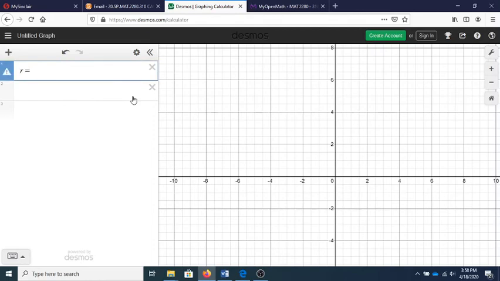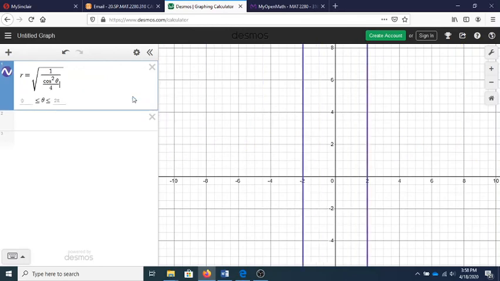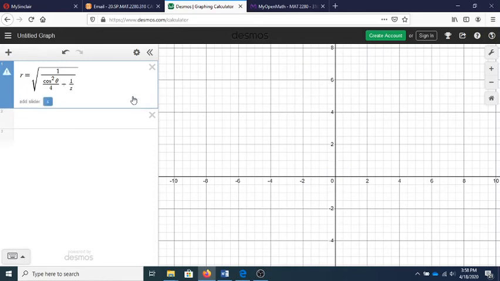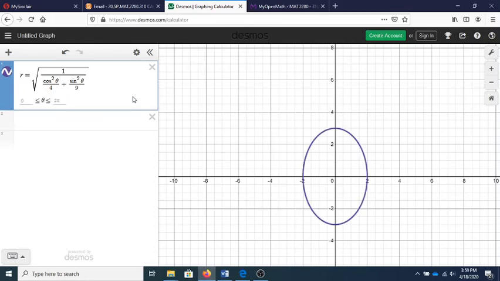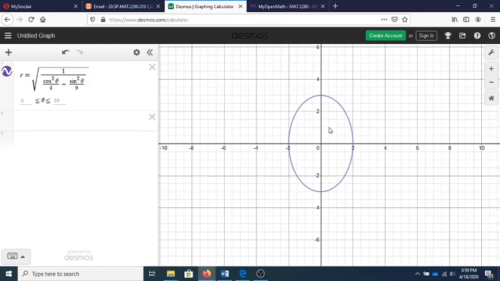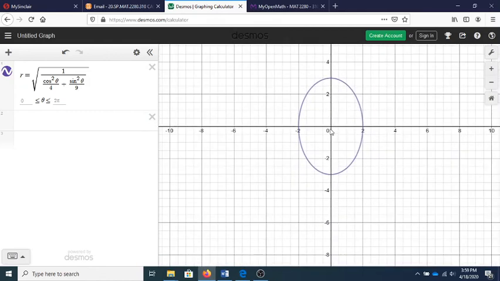Alright, r equals the square root of 1 divided by cosine squared theta over 4, plus 1 divided by, oops, not 1, sine squared theta over 9. Look at that! It almost looks like we knew what we were doing. Excellent. So there's our ellipse, horizontal radius of 2, vertical radius of 3.